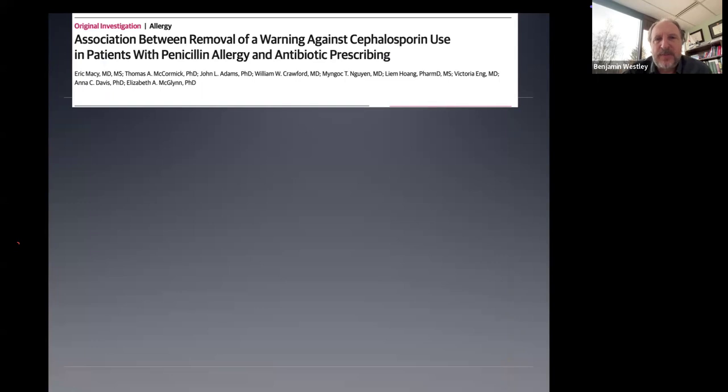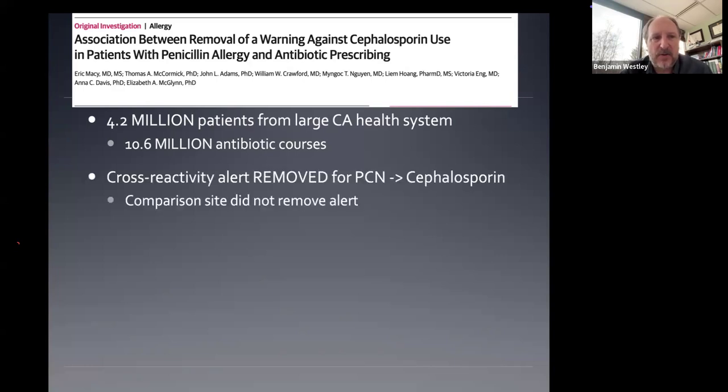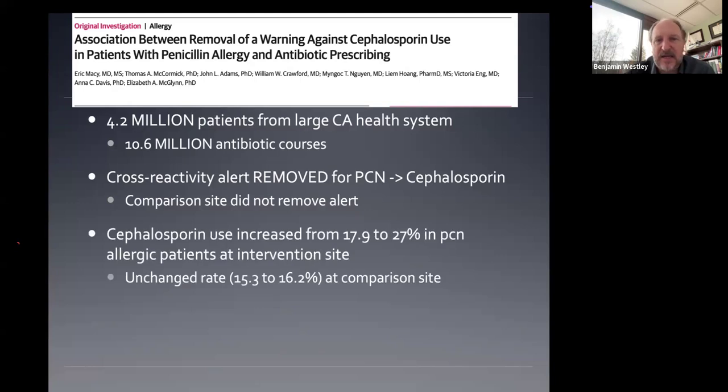So because of this information, there have been several papers over the last few years getting pretty excited about how to deal with this. So a big one from California, a huge health system, went ahead and removed a cross-labeling of cephalosporin allergy in patients with penicillin allergy based on that cross-reactivity table. This was a 4.2 million patient system in California. They looked at 10 million antibiotic courses. And what they went and did was halfway through that data that they looked at, they removed the cross alert from penicillin to cephalosporins. And they had a comparison site that removed it and then another site that did not. So the intervention site removed the labeling, but the comparison site kept it the same.